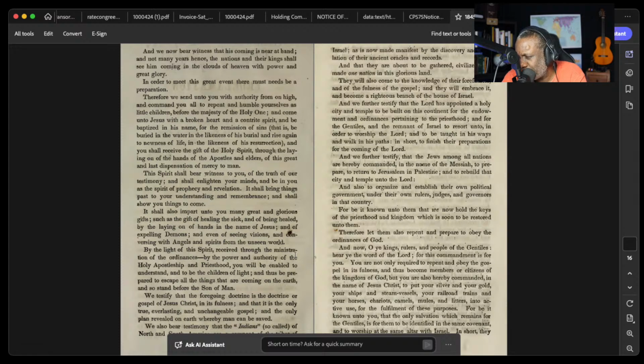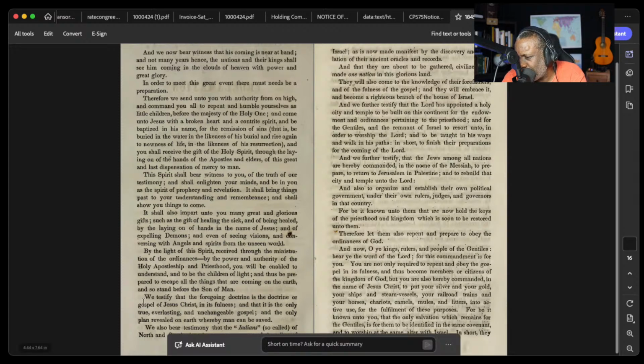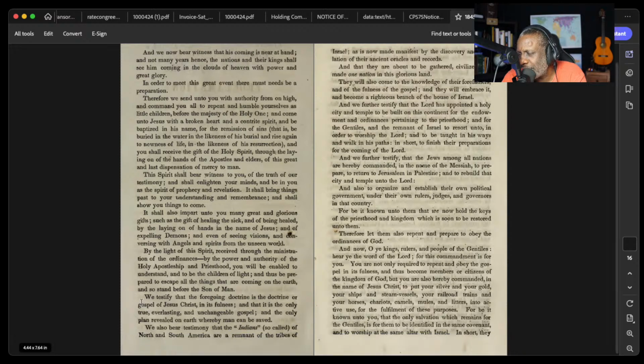right at the bottom, it says, we also bear testimony that the Indians, so called, of the North and South America, are a remnant of the tribes of Israel, as is now made manifest by the discovery and revelation of their ancient oracles and records.